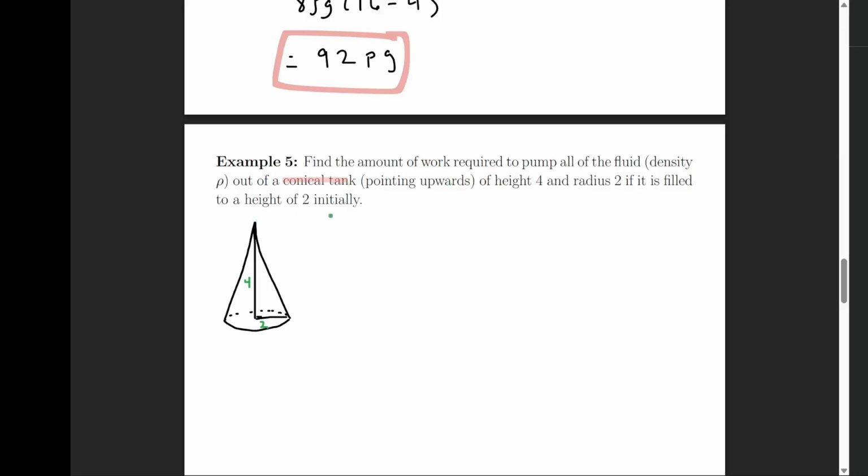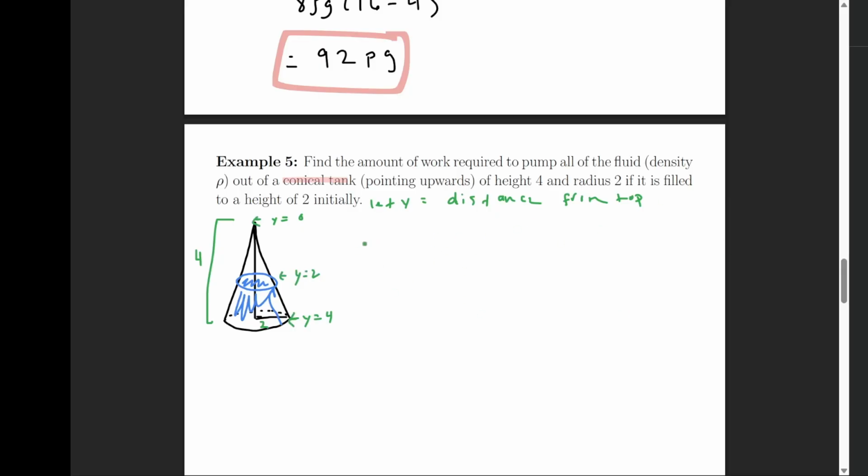Okay, so let y equal the distance from the top. So this is our top, y equals 0. The whole thing is 4, so down here it's going to be y equals 4, and it's filled with water to a height of 2 initially, so it's like here. This is water. I'll move the 4, it's kind of in the way. So the whole thing is 4, and this is a height of 2, so this is y equals 2.